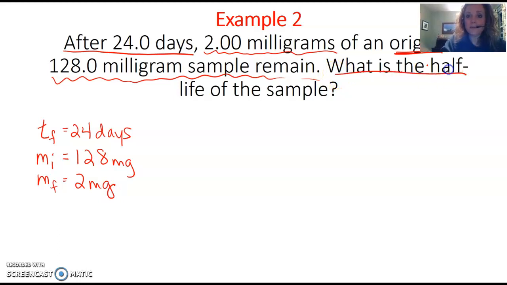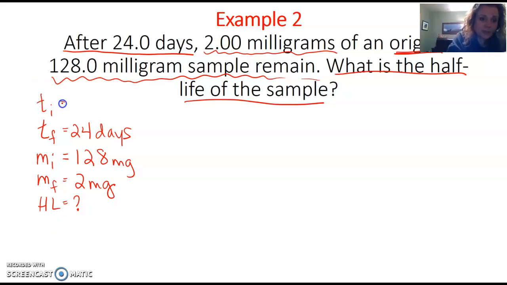We are looking for the half-life of the sample. So half-life is, we don't know. And also remember that your initial time is always 0. All right, it looks like I've got my problem inventoried. Let's create our data table.